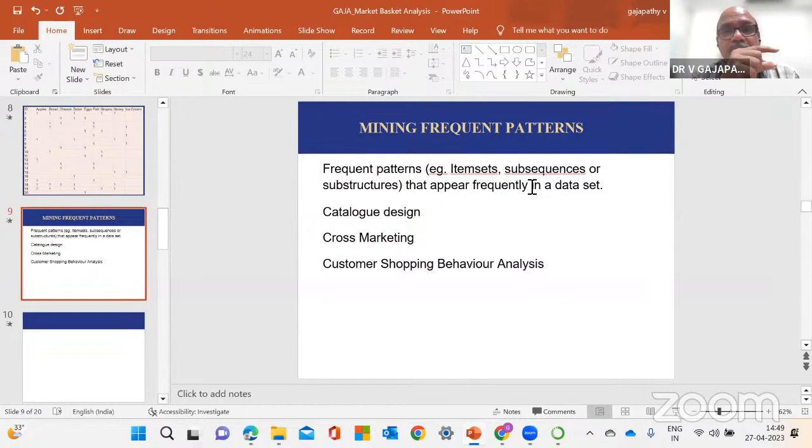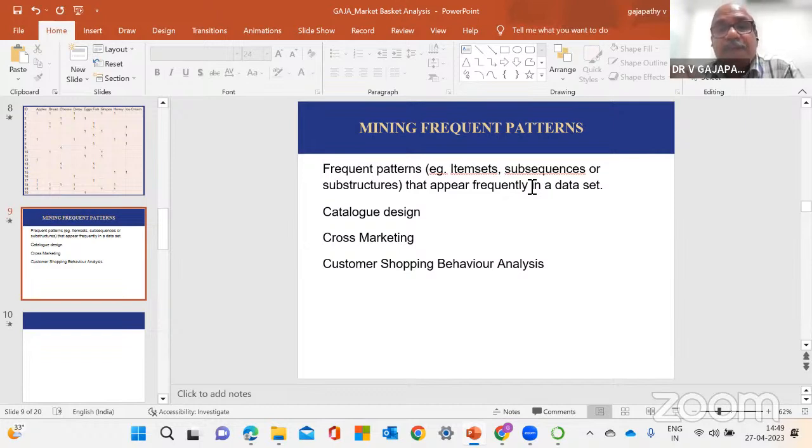Now we are seeing frequent patterns, mining frequent patterns. This MBA is basically a data mining concept. Frequent patterns: item sets, subsequences, or substructures. We limit our discussion to item sets and subsequences. Substructures will be a complex one if we go there, but I will be giving you some notes on substructures that appear frequently in your data set. It is used for catalog design, cross-marketing, and customer shopping behavior analysis. For all these purposes, it is being used.